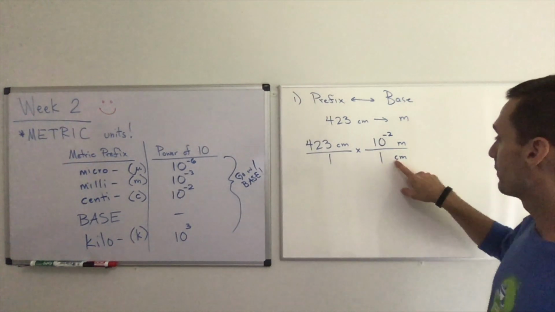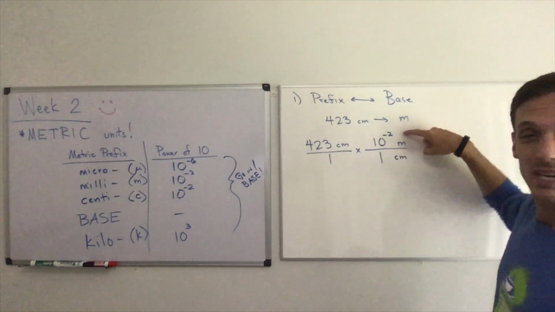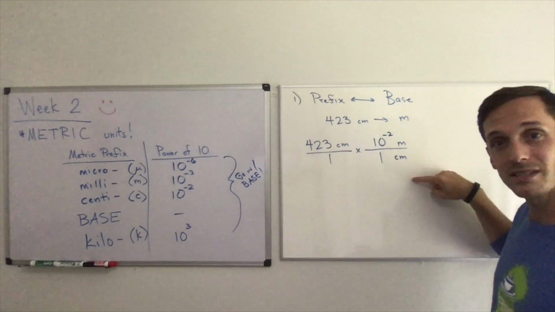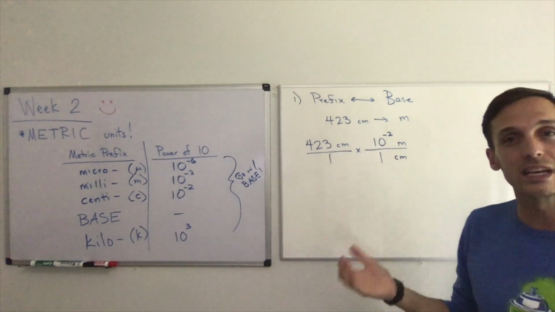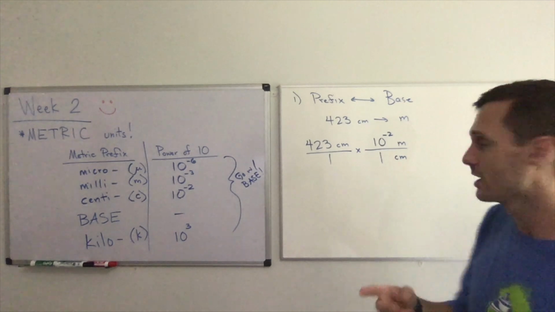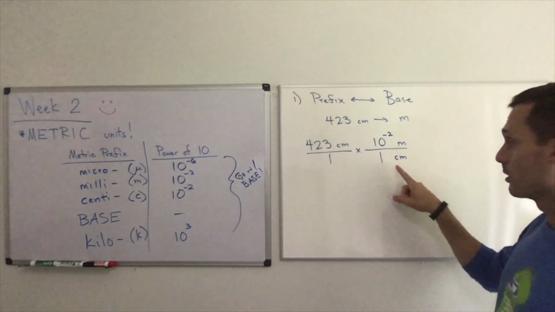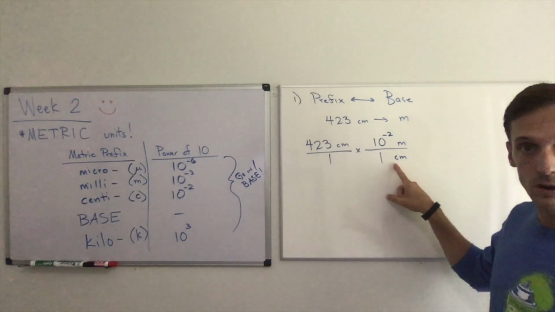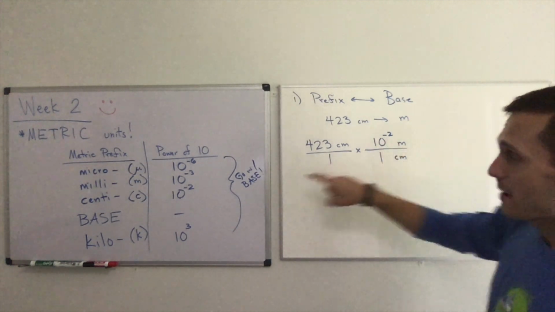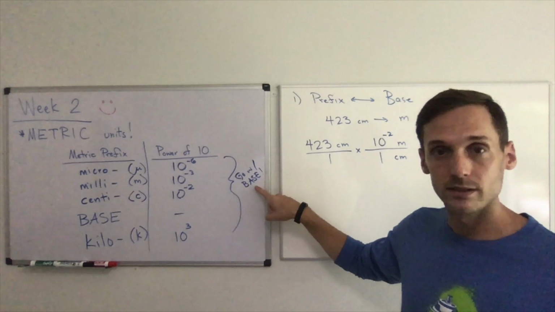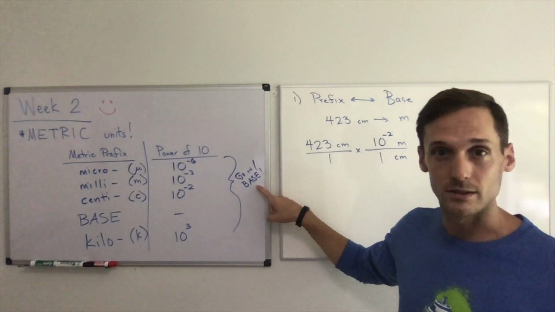It doesn't matter if the prefix would be up top here in the numerator and the base would be in the denominator. Like if we're doing another problem and they're switched, a 1 will still always go next to the prefix unit. Always, always, always. The power of 10 will always go next to the base unit.